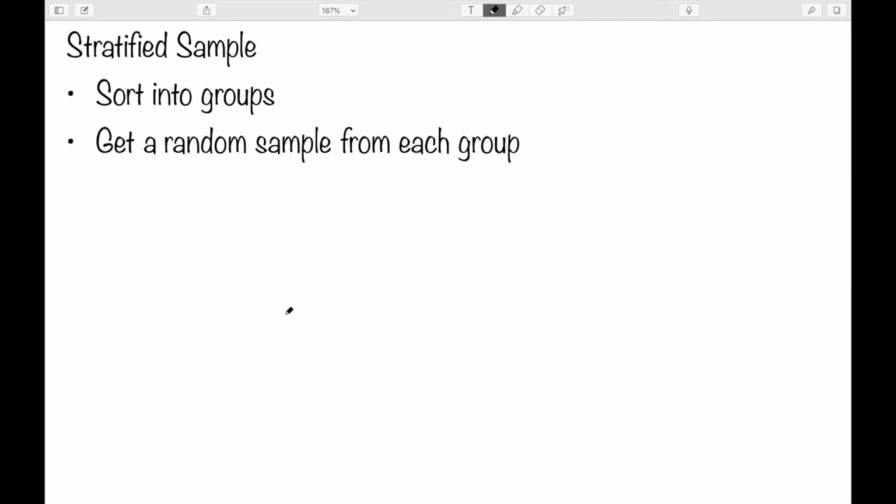Similar to a cluster sample, we have what's called a stratified sample. A stratified sample also starts by sorting into groups, but these are usually grouped by some kind of characteristic. We then get a random sample from each group. So while a cluster sample gets a random selection of groups and uses every individual in that group, the stratified sample gets a random sample from each and every group. Stratified samples are great if you want to make sure you include an equal percentage of male or female, or you want to make sure you include different religious groups or something like that.